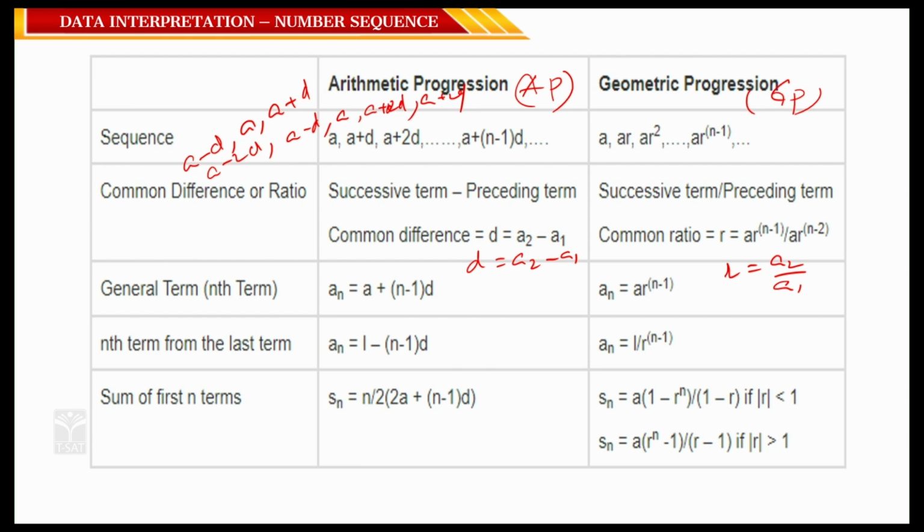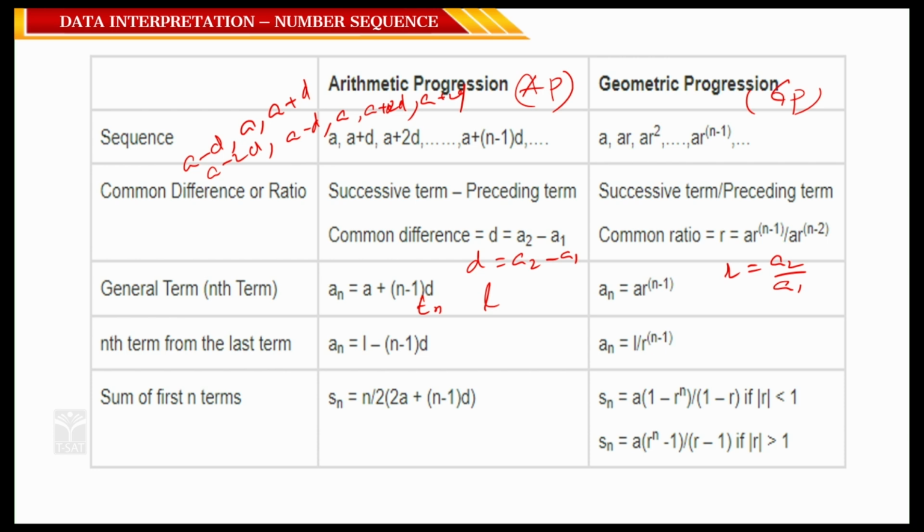And the general term, when you take the general term, an is equal to a plus n minus 1 of d. That's the general term. Of course, we call it Tn also. Sometimes we call it the last term L also. So, L is equal to a plus n minus 1 of d, or an is equal to a plus n minus 1 of d. This is the general term of an arithmetic progression. Here a is the first term, d is the common difference, n is the number of terms.